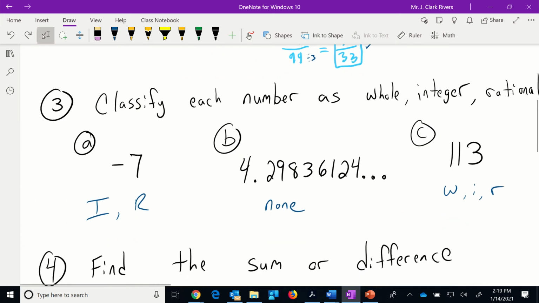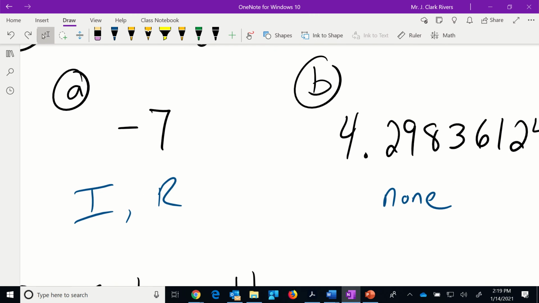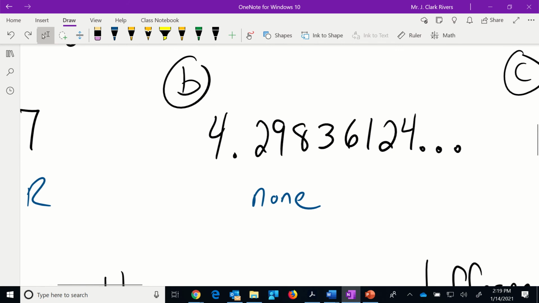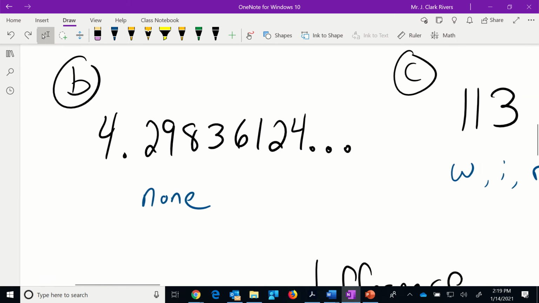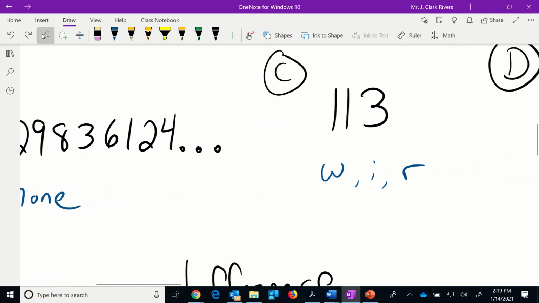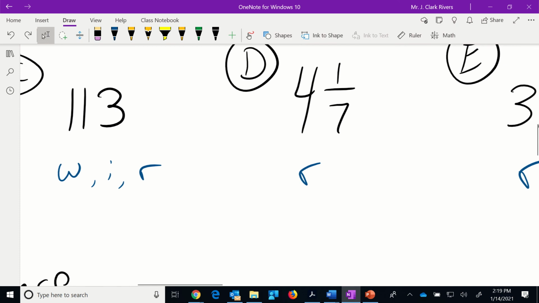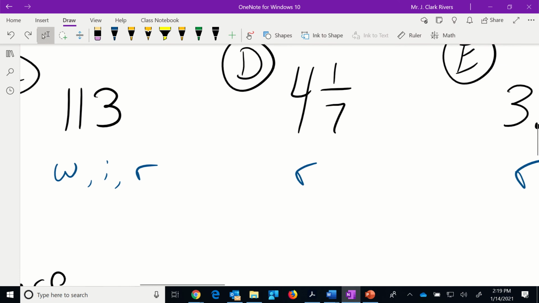Looking at A, -7 is an integer. All integers are rational. So I, R on A. B, 4.29836124, and it goes on forever. This does not end, it does not repeat. This is none. That's not a rational number. C, 113, this is a whole number. All whole numbers are integers. All integers are rational. So W, I, R. D, 4 1/7. This is a mixed number. All mixed numbers are going to be rational.